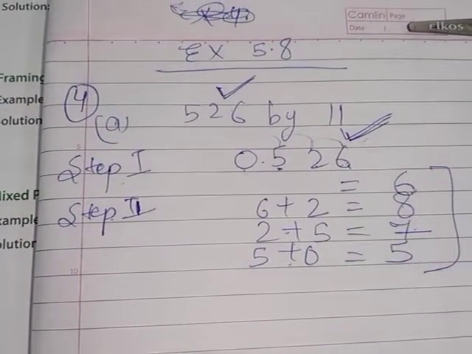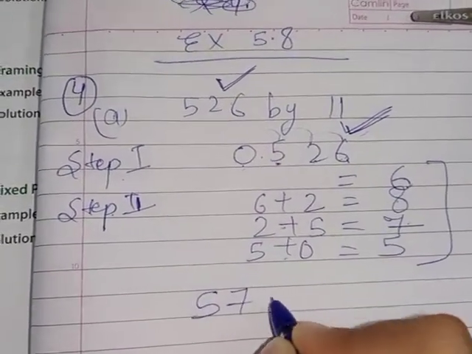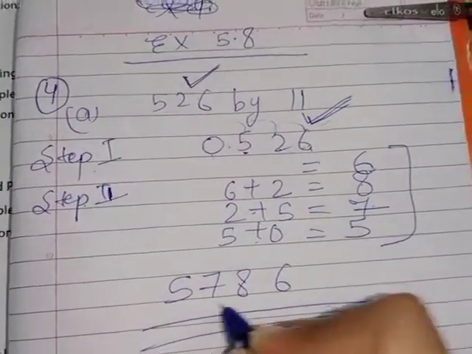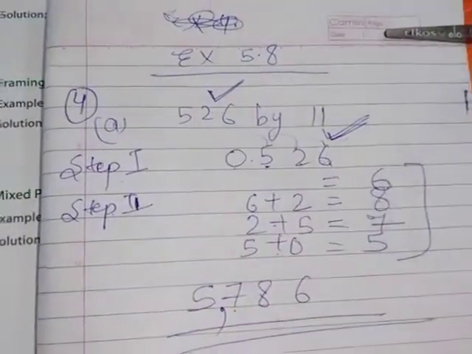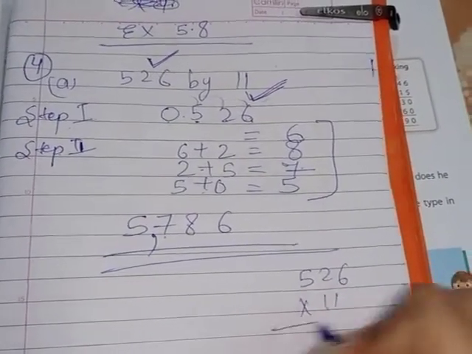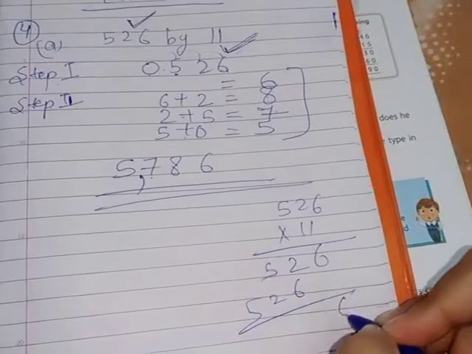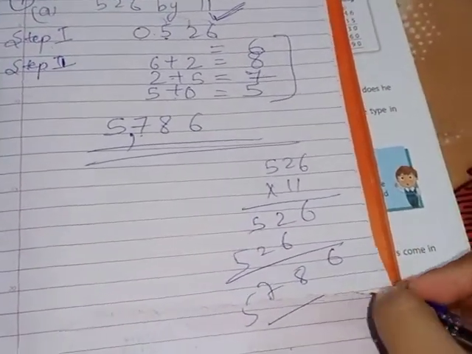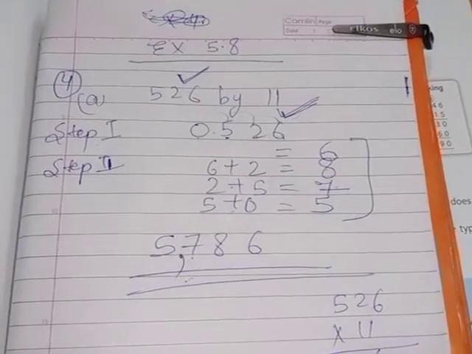What is the answer we will get here? 5786 is your answer of multiplying 526 by 11. You can check your answer also. 526 into 1: 6 ones are 6, 2 ones are 2, 5 ones are 5. Then 6, 2 and 5 shifted, giving 6, 8, 7 and 5. Can you see? 5786, 5786. Got it clear? Very simple.